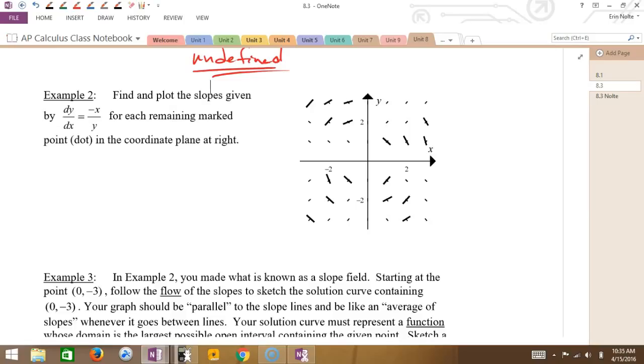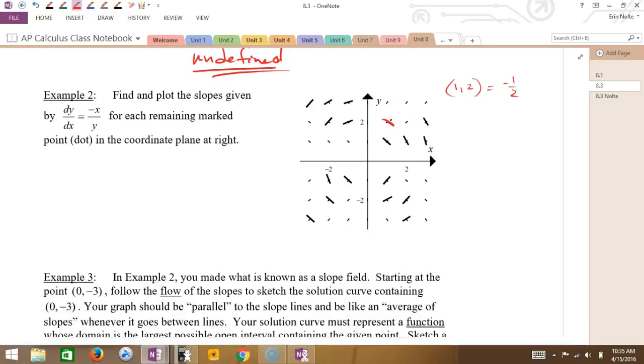Okay, so let's go up here a little bit higher and talk about this slope. What's the ordered pair? Yeah, 1, 2. If I take 1, 2 and plug it into my differential equation, what's my slope at that spot? Negative 1/2. So I'm going to draw a little dash right here with a slope of down 1 over 2. I do a little tiny dash with that slope.